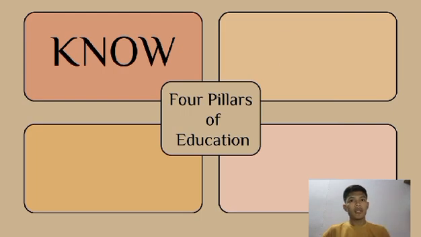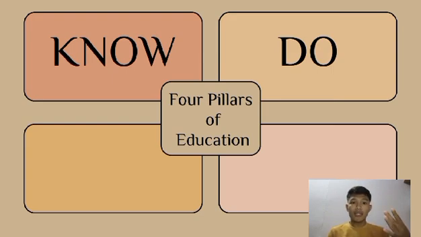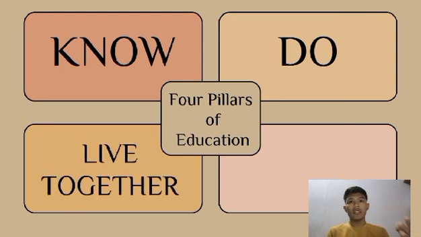And the second pillar, learning to do. The curriculum gives importance to technical and vocational skills. Up until now, these skills are actively present, as we believe they are needed to prepare the learners for career opportunities. In the third pillar, learning to live together, education emphasizes democracy and the importance of people's participation in decision making.